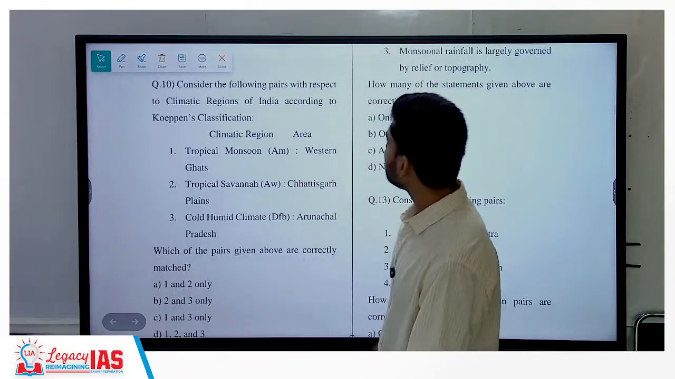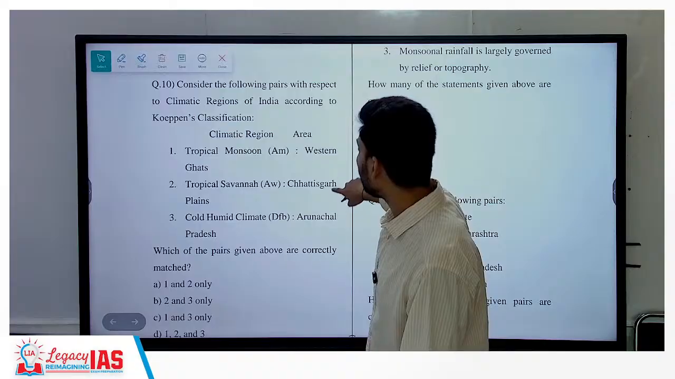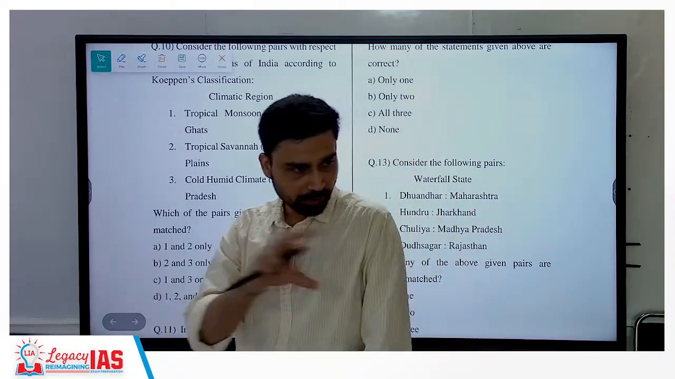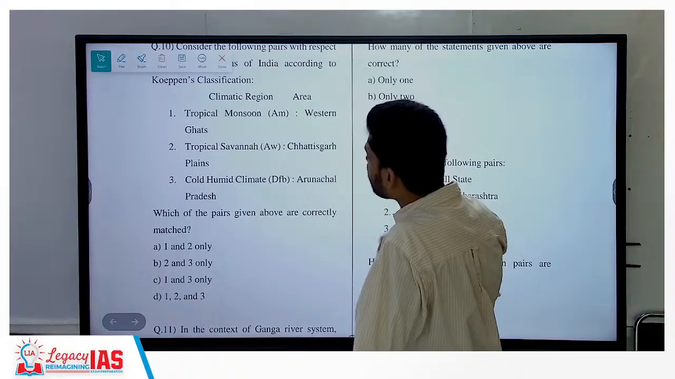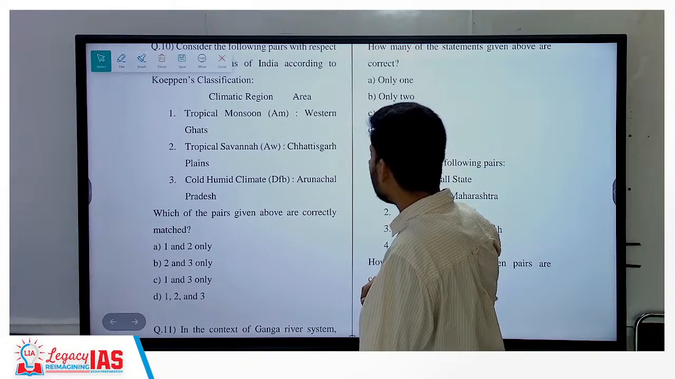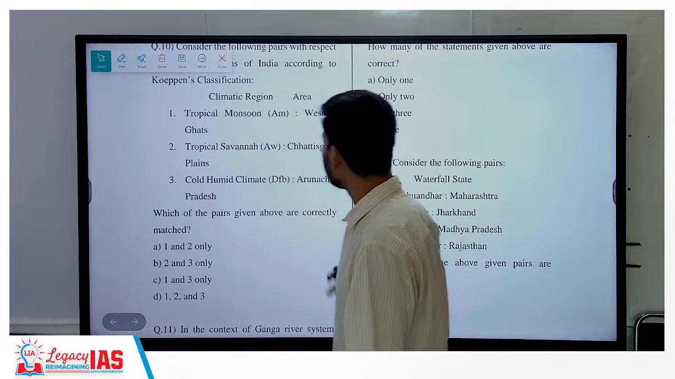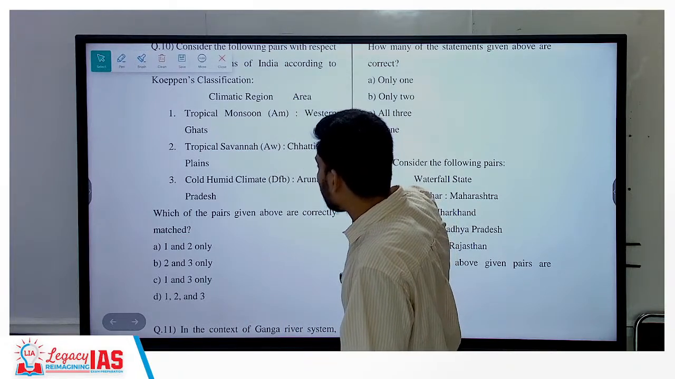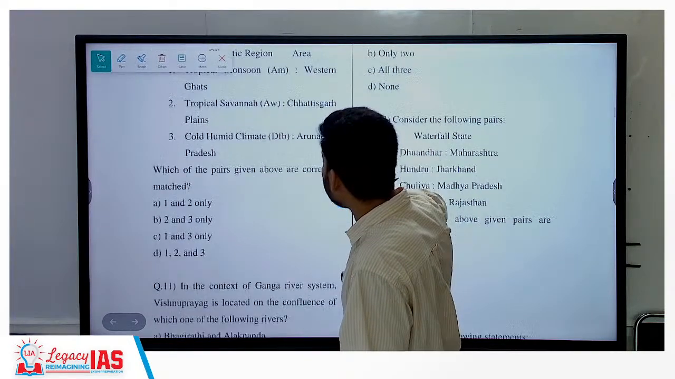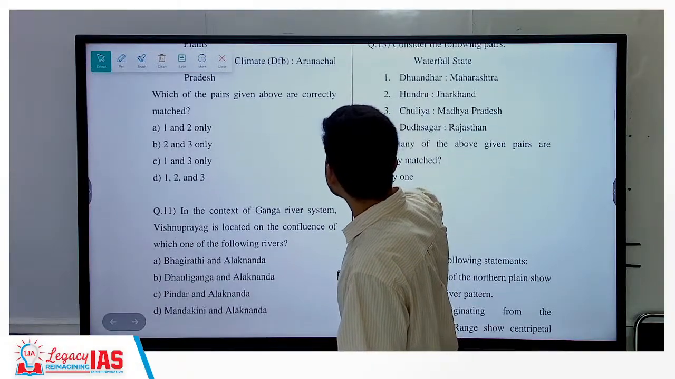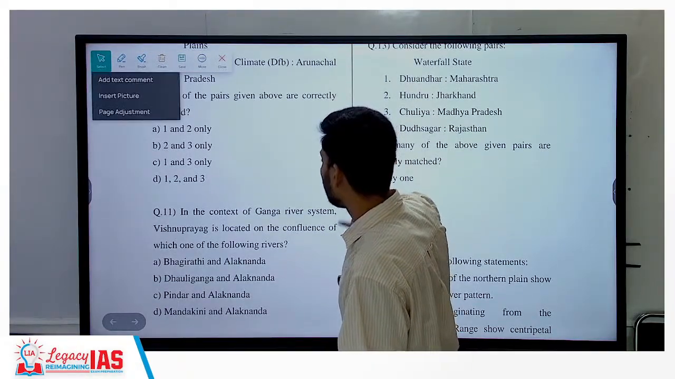Then climatic region, Köppen and the area. Tropical monsoon, yes, Western Ghat. Tropical savanna, Chhattisgarh plain. Central part you have your tropical savanna. So 1 is correct, 2 is correct. Cold humid climate, Arunachal Pradesh, no, it has this H. Arunachal Pradesh, if you look in Köppen, H classification. DFB is not the classification. So A, in the 10th, A is the right option. 1 and 2 only are correct. Arunachal Pradesh has H type of climate, highland climate it is called.